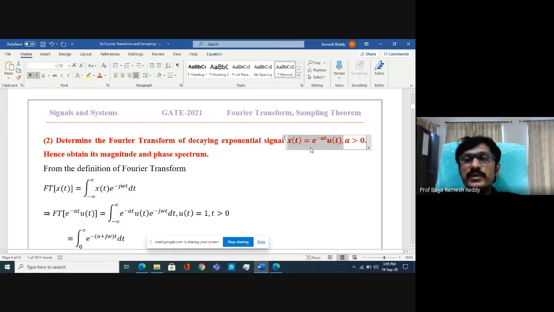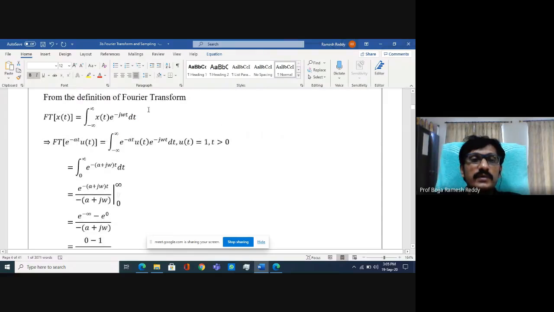Now our task is to calculate the Fourier transform of that. Here a is positive. If a is negative, it becomes unbounded. Now see the definition of the Fourier transform. We have to know the Fourier transform formula and substitute there.